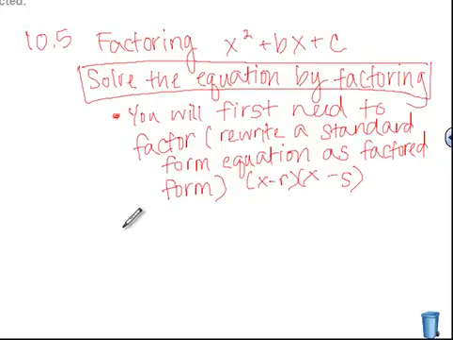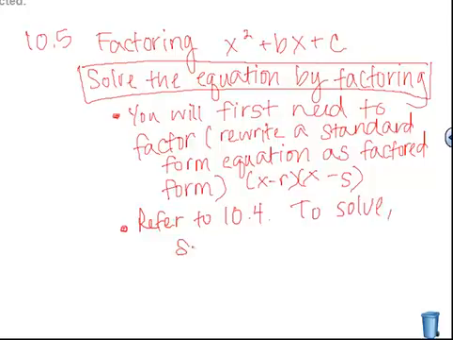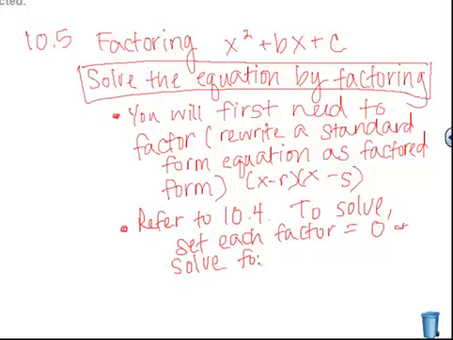Okay, so you first need to factor it, and then you need to refer to 10.4 if you need to, but to actually solve, set each factor equal to 0 and solve for x. Okay. One thing to note is 10.5 is all about a equaling 1. So it's never going to be like 2x squared plus 3x plus 4. It's always going to be 1.